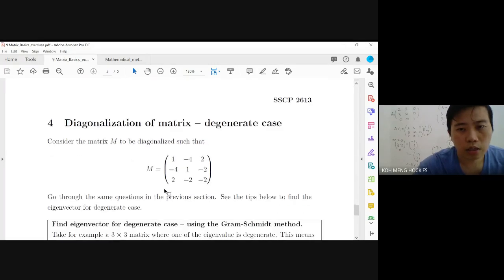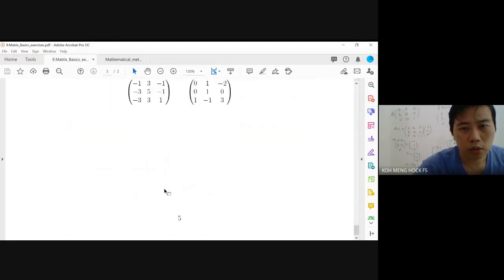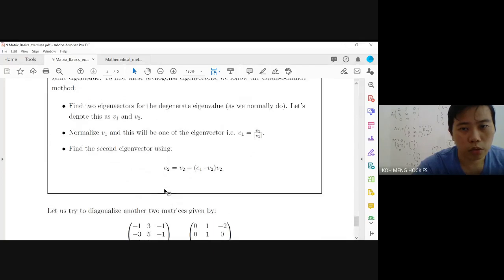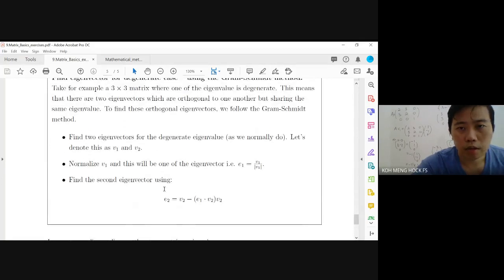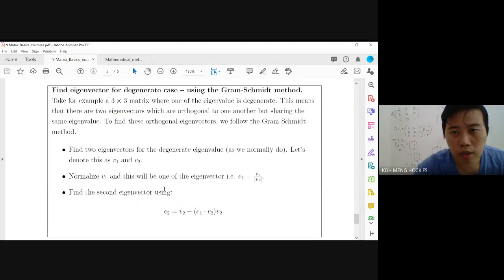Okay, so I really want to go into this, but I'm not sure whether you have the mood to go through it again. Let me just check with you. Have you all heard about this Gram-Schmidt method? Pernah dengar? Pernah belajar? Pernah? Okay, very good. Wow, nice.